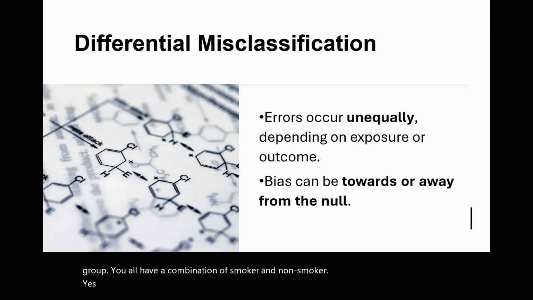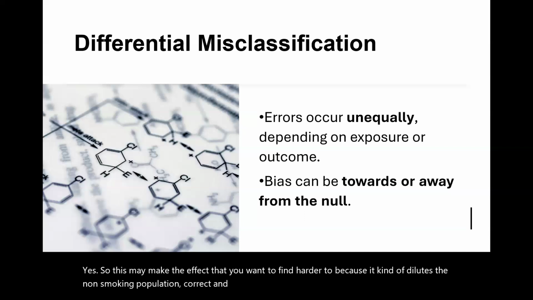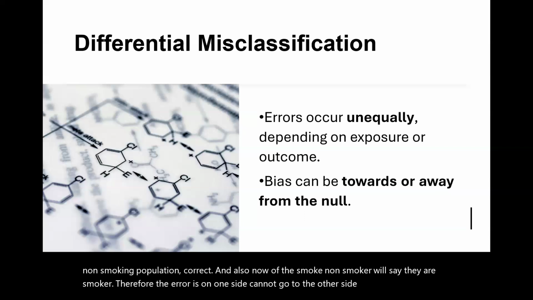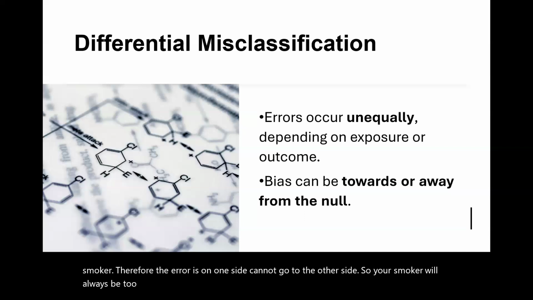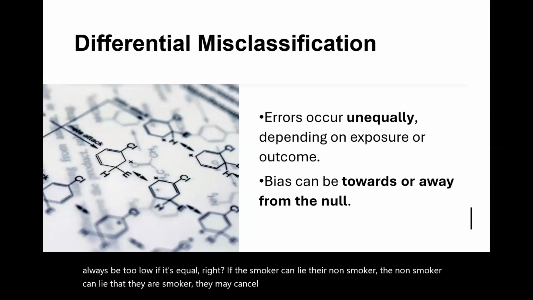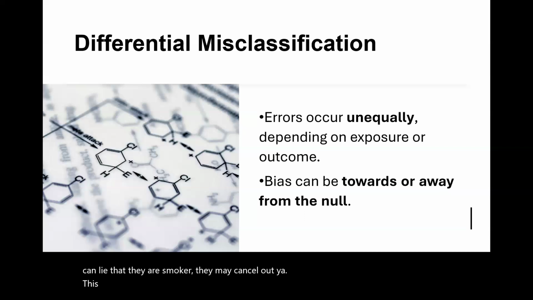So this may make the effect that you want to find harder to detect, because it dilutes the non-smoking population. And none of the non-smokers will say they are smokers. Therefore, the error is on one side and cannot go to the other side, so your smoker count will always be too low. If it were equal, where the smoker can lie they are a non-smoker and the non-smoker can lie they are a smoker, they may cancel out. But this kind of dilution makes the effect even harder to figure out. So you're biased towards the null, so you cannot detect a difference.